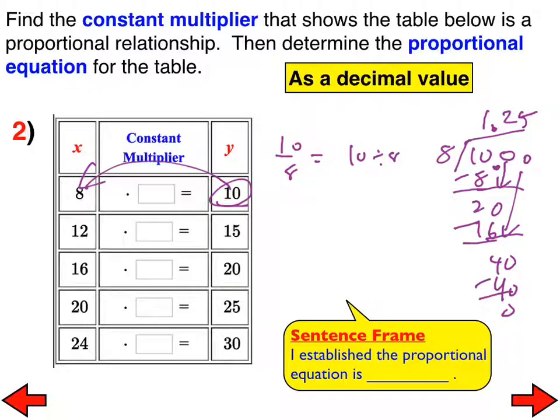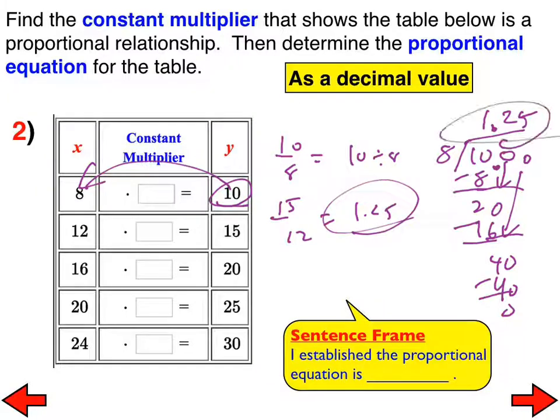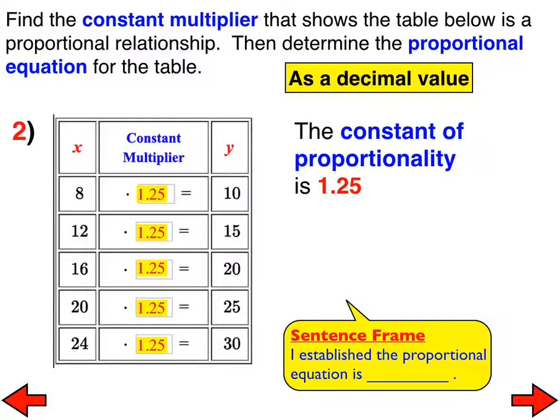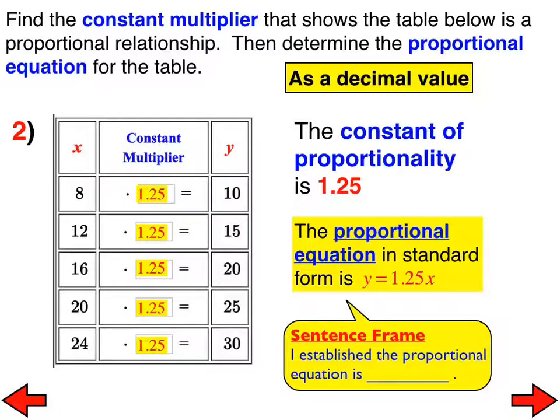So that gives us our multiplier. And 15 divided by 12 is also 1.25, and so on all the way down. So that means our constant of proportionality is 1.25, and I established that the proportional equation is y equals 1.25x.